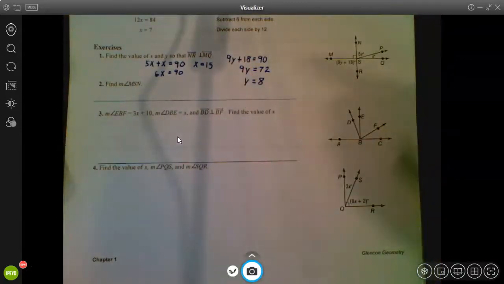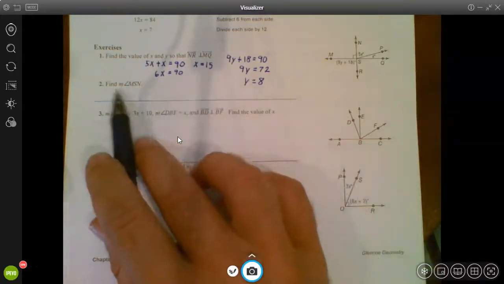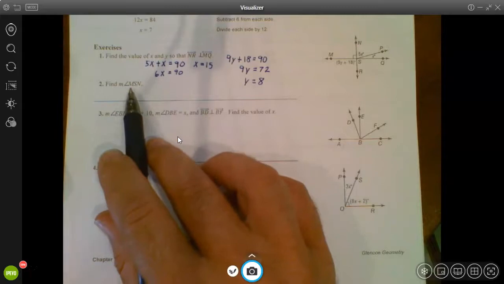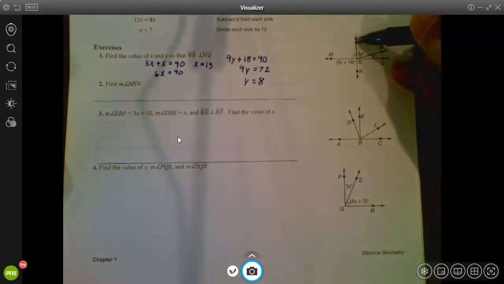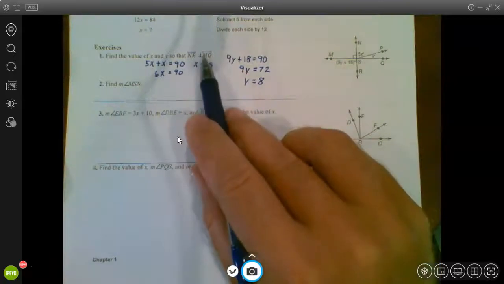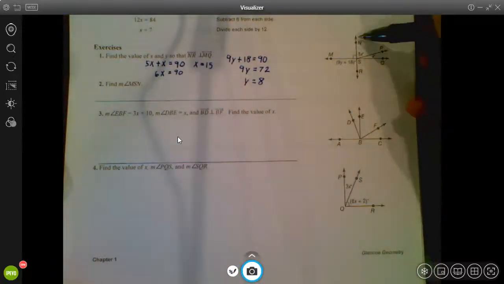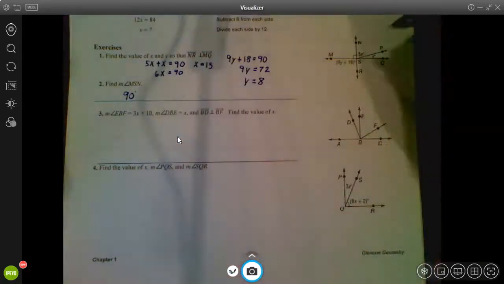All right. So now we're going to use that information to see if we can figure out the measure of angle MSN. So MSN, right here. Well, we don't even have to do any work on that one. Automatically, based on this information, we know that MSN is 90 degrees. They made that one way too easy for us.